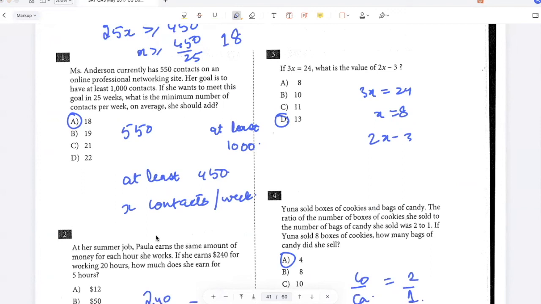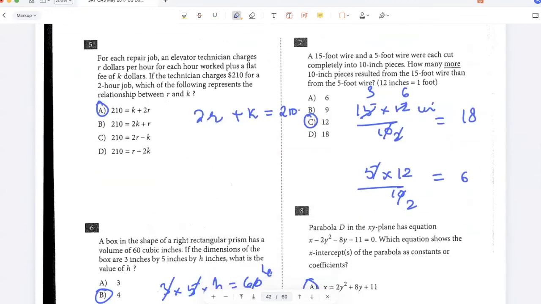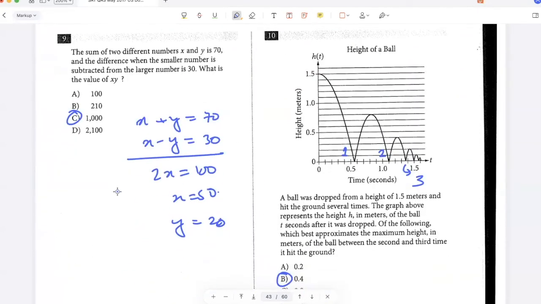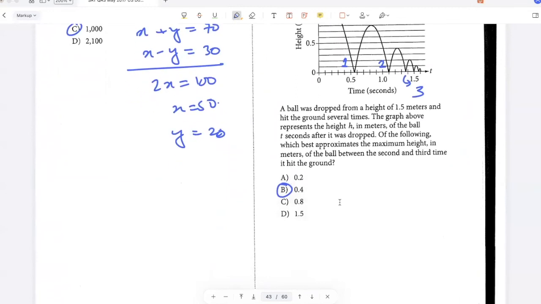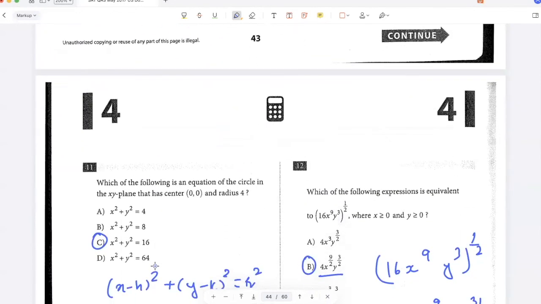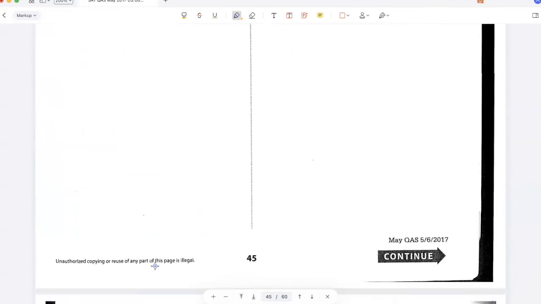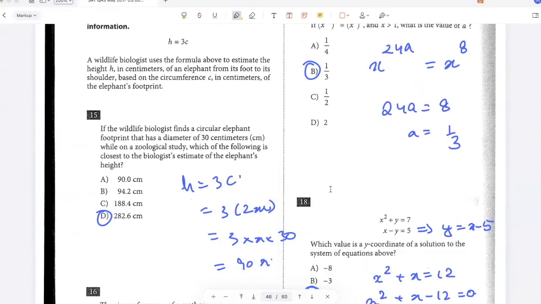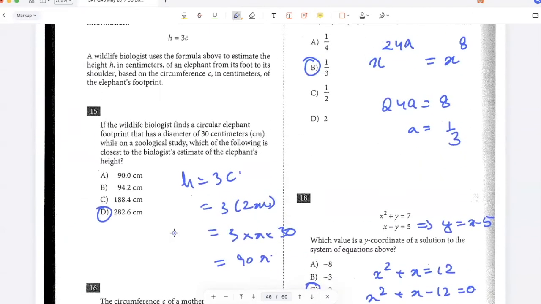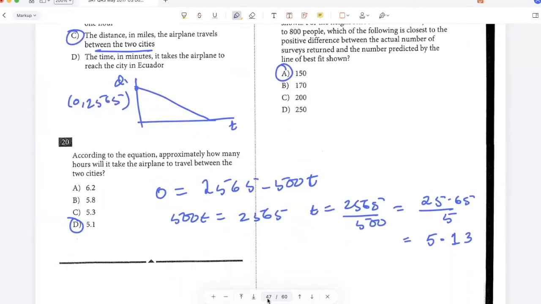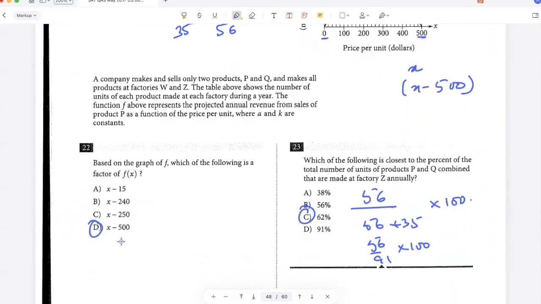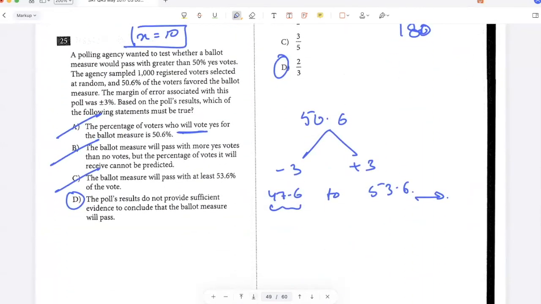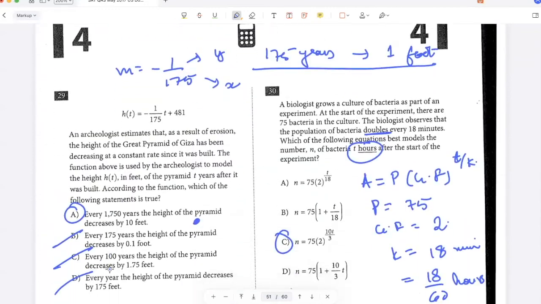A, C, D, A, C, D, A. Sixth, B, C, A, C, B. 11, C, B, A, D, D. C, B, A, D, D. 16, C, B, C, C, D. 21, A, D, C, B, D. 26, D, A, D, A, C.